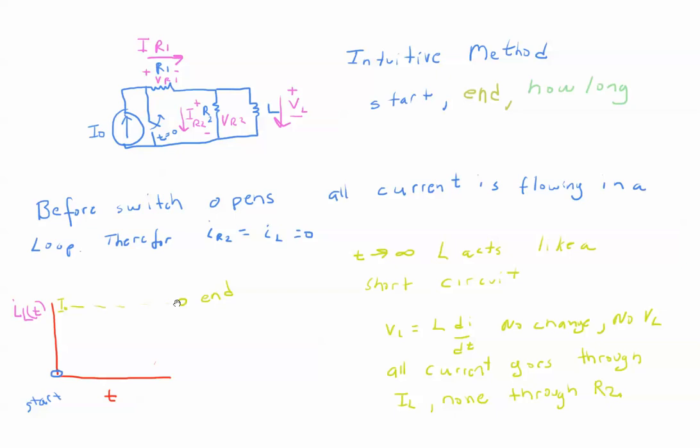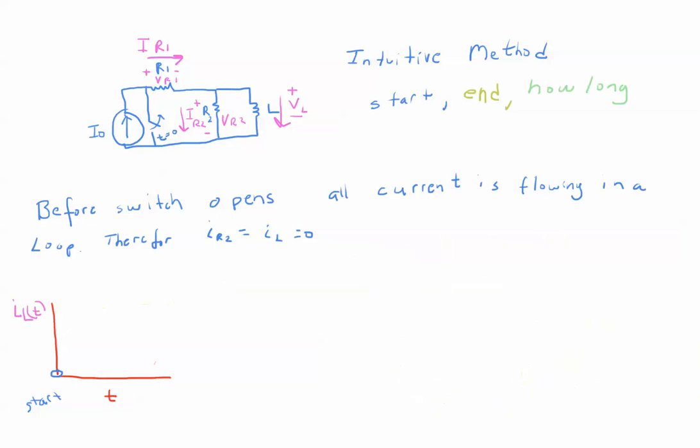And if this is 0, then the current through R2 has to be 0. So it will end, in fact, at I naught, because if this is shorted, all the current coming out will go through that inductor and none will go through that resistance. So the start in this problem is at 0, and the end is at I naught.